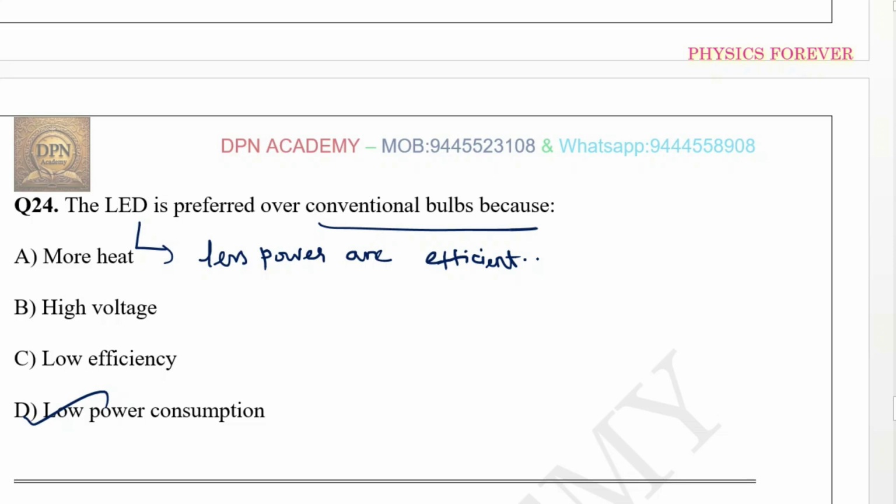Maybe I expect 99% from this today. We have to discuss 4 topics from electronics: junction diode, rectification, Zener diode, and LED. In these 4 topics, I can assure that maybe 99% of the questions will come. We will conclude after the examination.